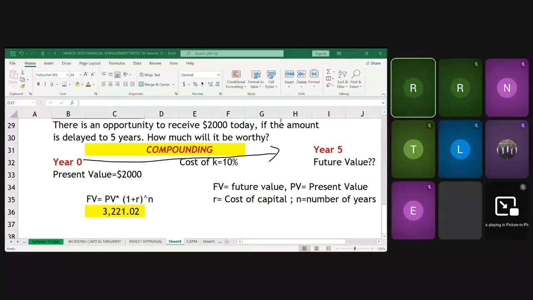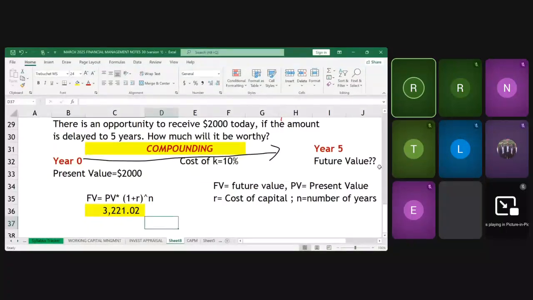Now, that is compounding. I'll explain why we are introducing the concept of compounding and where it is going to fit. We are going to fit that compounding later as we do our investment appraisal techniques, okay?